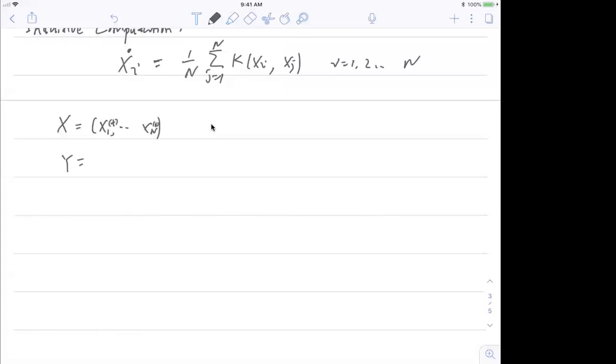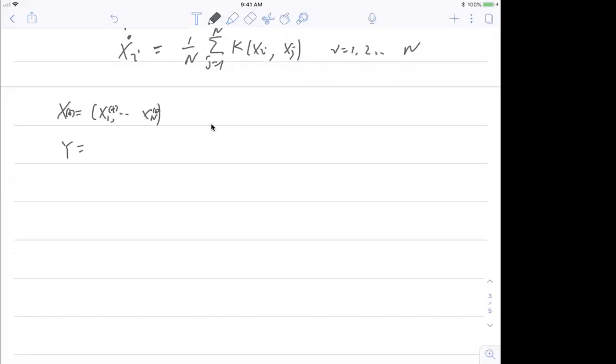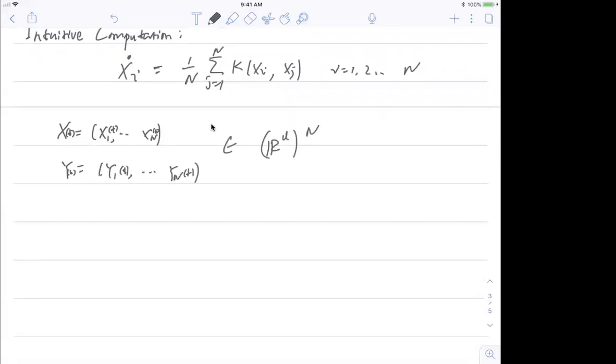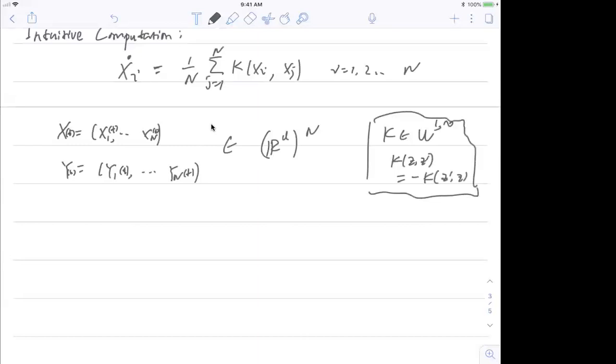And the second trajectory, let's put t here. But for simplicity, I will ignore all the t when I do the computation. So this is y_1 to y_N, and these are in R^{dN}. And let's assume K is Lipschitz, and also K'(z) is minus K'(z'), so we assume K is as nice as that.